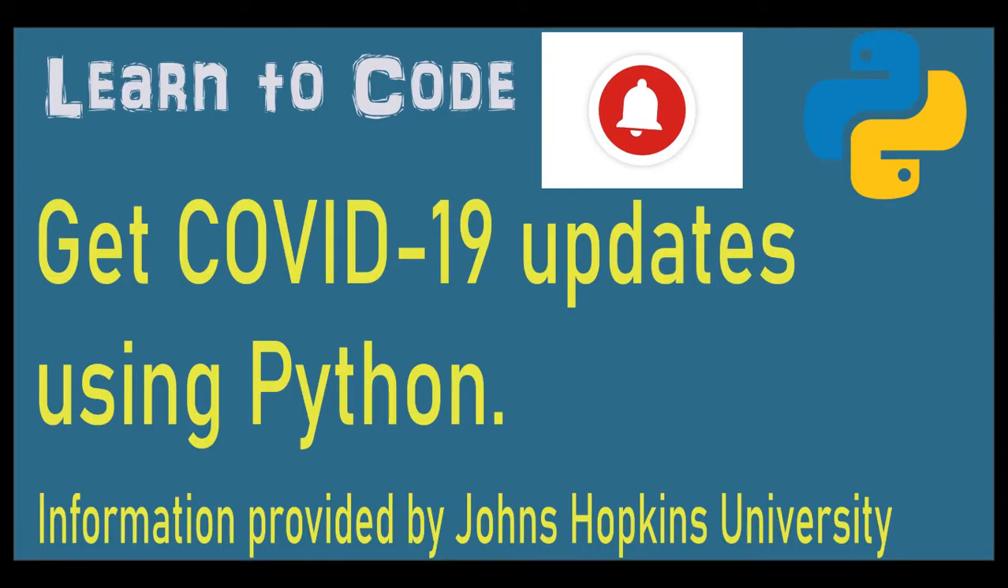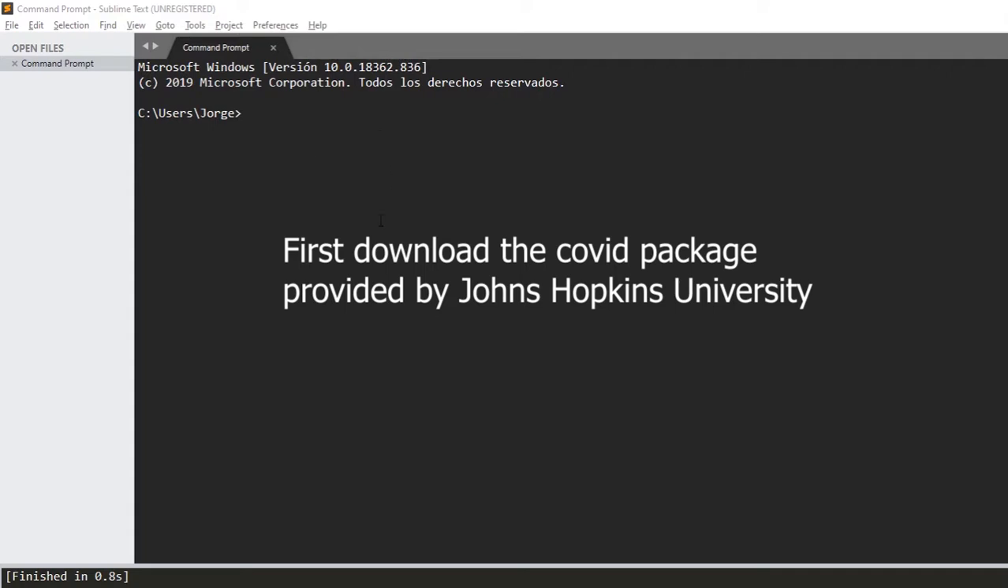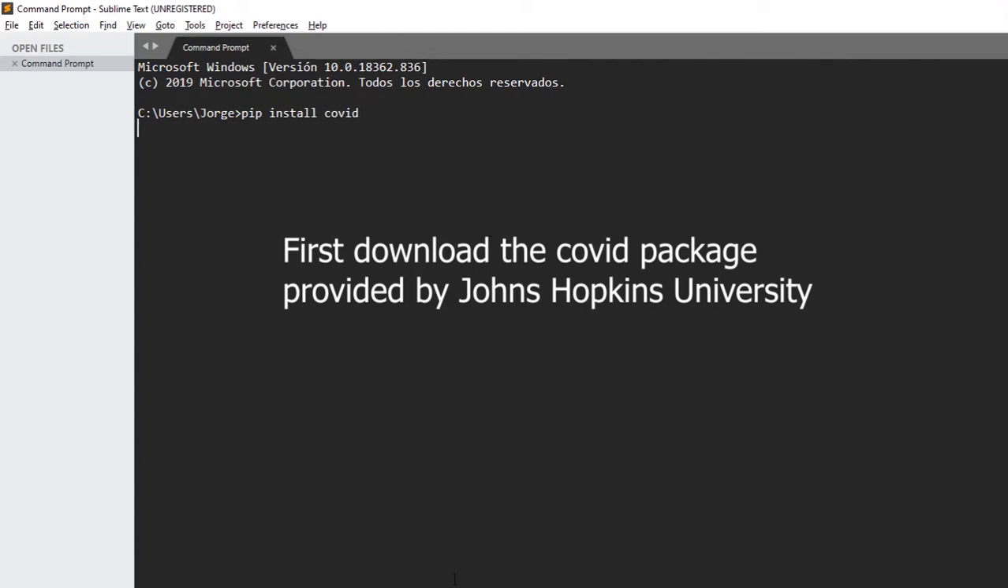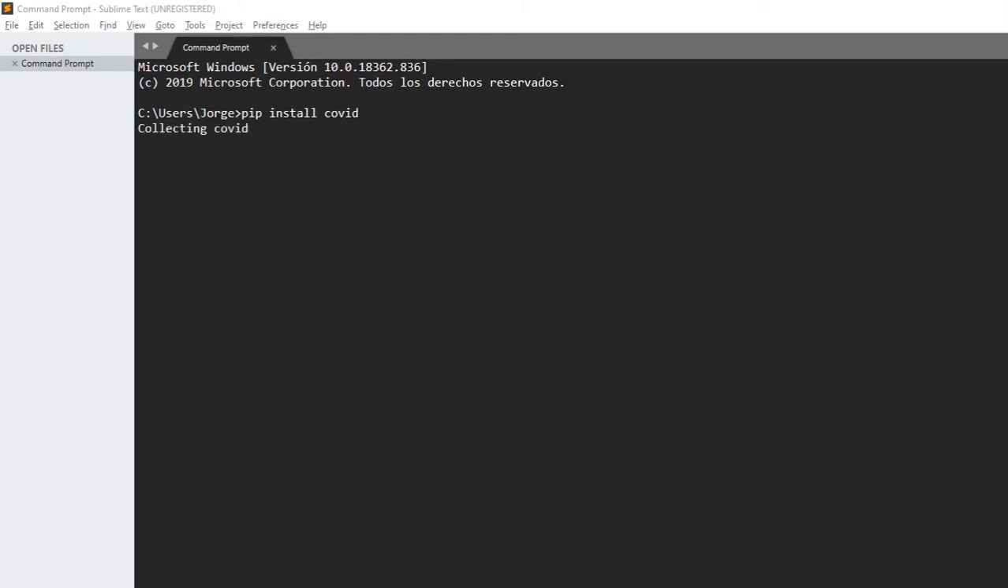In this new video I will show you how to get COVID-19 updates using Python with information provided by the Johns Hopkins University. This is going to be very easy, but first we need to download the COVID package provided by Johns Hopkins University. Using pip install COVID.